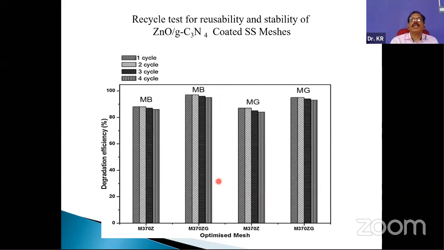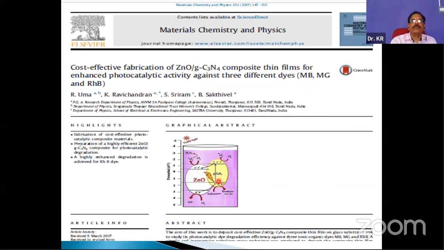We tested the reusability and stability of the thin films deposited on stainless steel meshes, and we found that even after the fourth and fifth trial, the efficiency remains almost the same. This is one of the papers published under this project: cost-effective fabrication of zinc oxide graphitic carbon nitride composite films for enhanced photocatalytic activity against three different dyes: methylene blue, malachite green, and rhodamine B.